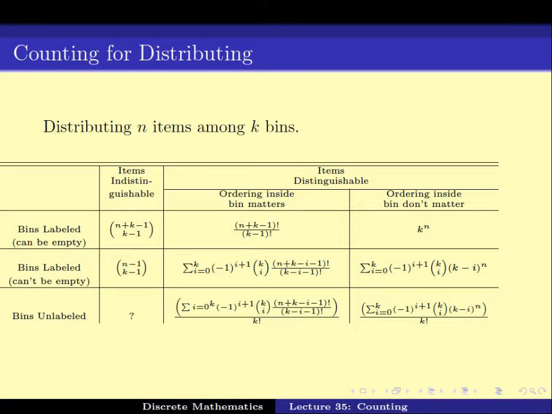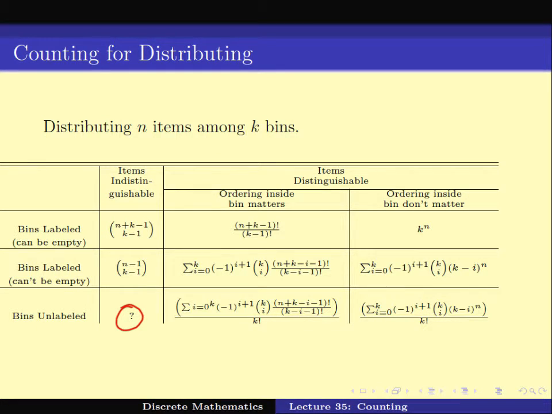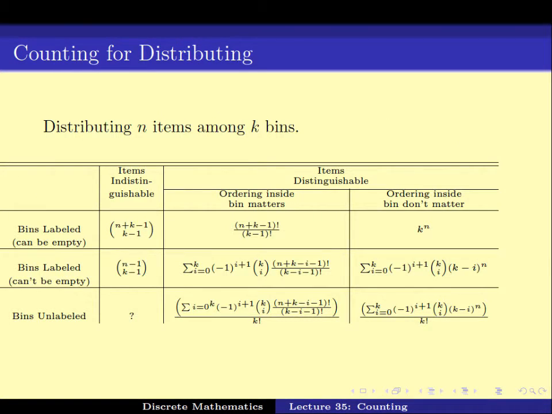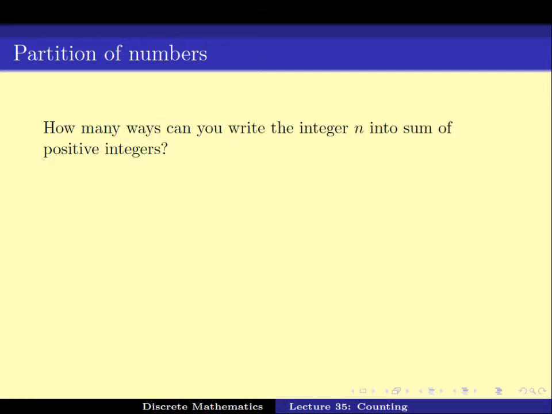Now, we had one of them that was left unsolved, namely this one: when the bins are unlabeled and items are indistinguishable. How many ways can you do this? Now, this one is related to how many ways can you write the integer as a sum of positive numbers. Now, why is it so?